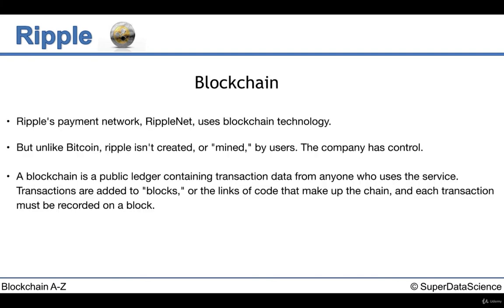And of course we have to mention blockchain. Ripple's payment network, RippleNet, uses the blockchain technology, but Ripple isn't mined. The company has control. We talked about the distribution in the earlier slide. And to reiterate, a blockchain is a public ledger containing transaction data from anyone who uses the service. Transactions are added to blocks or the links of code that make up the chain, and each transaction must be recorded on the block. Blockchain, one of the most crucial, if not the most crucial components of cryptocurrencies.